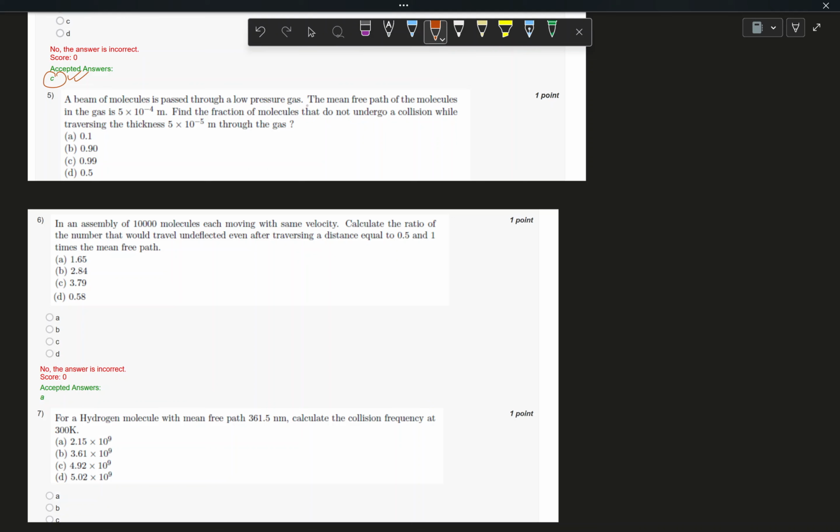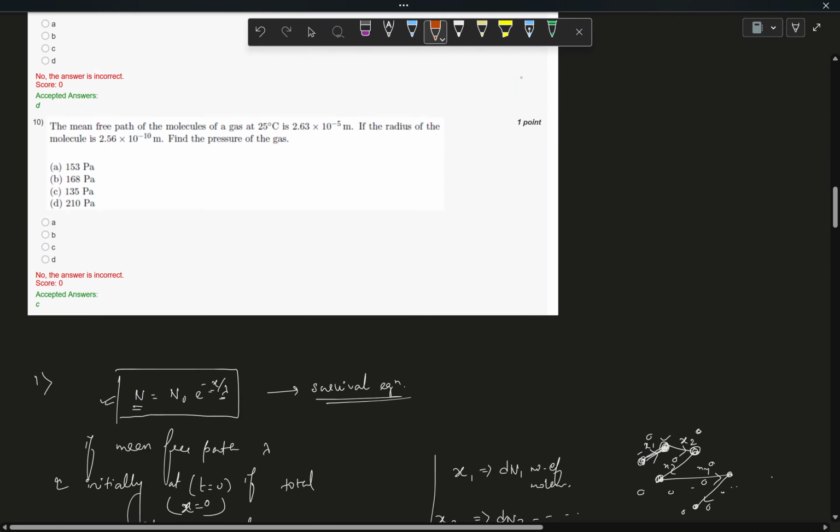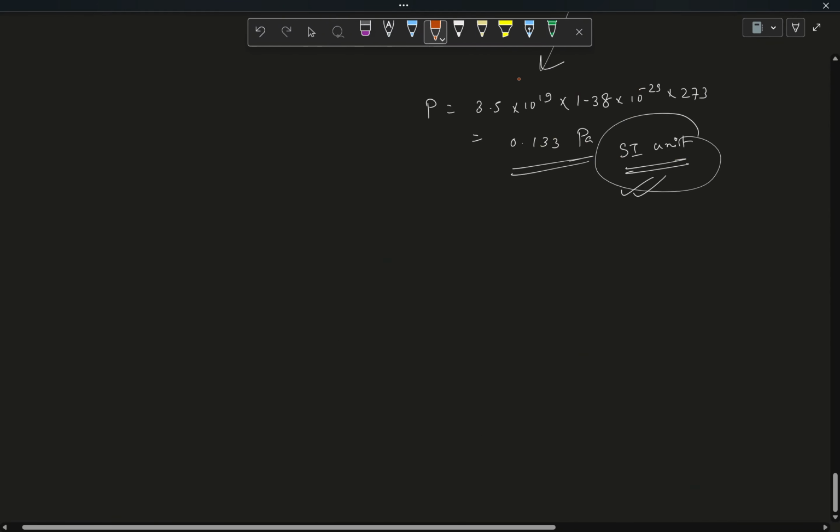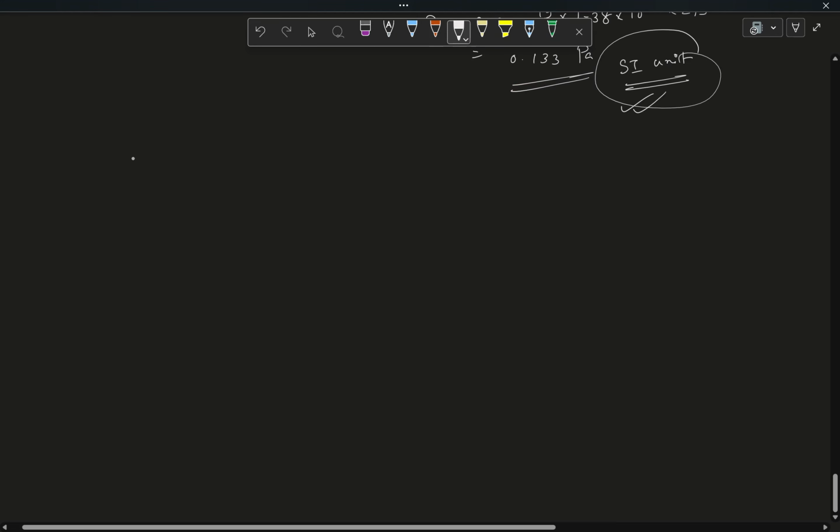So basically they are telling you the value of the mean free path lambda of the gas as this, and then you have to know that fraction of gas, that is n by n naught, which does not undergo a collision while traversing a distance, or the thickness in this case, as x. So you know the survival equation, you have to utilize that. So let us move on to the blank page to solve this.